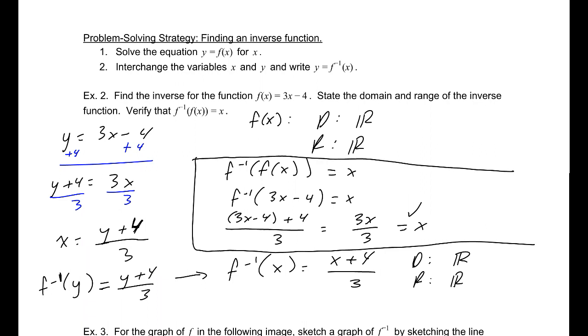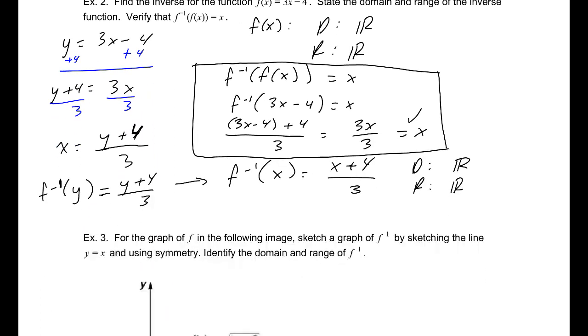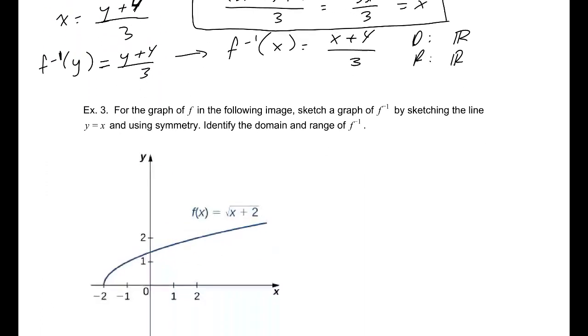Now this was all about verifying. That was really not part of our answer, but it is good to know. Now, for a graph of a function, we can sketch the inverse by sketching the line y = x, that reversing the variables idea. If we sketch the line y = x, then we can use symmetry. So if x equals y, y equals x, there's the line y = x. So we can sketch the inverse by reflecting it across that line.